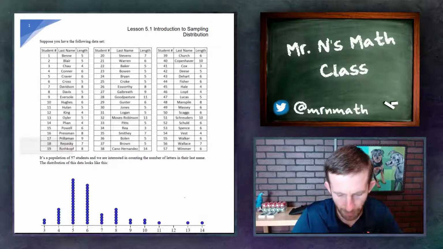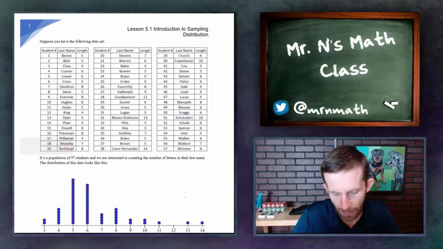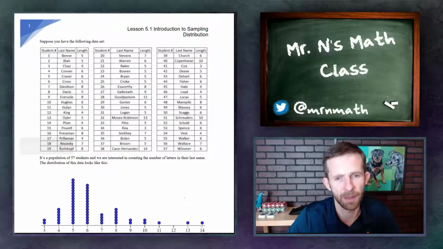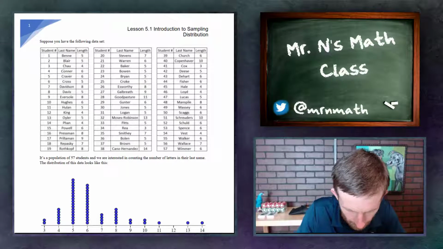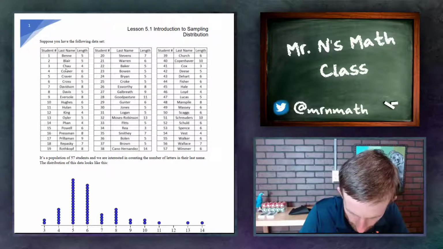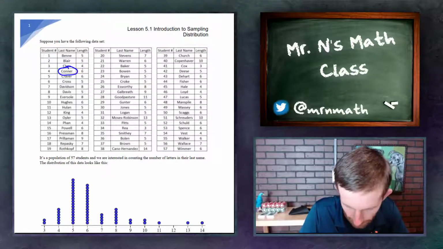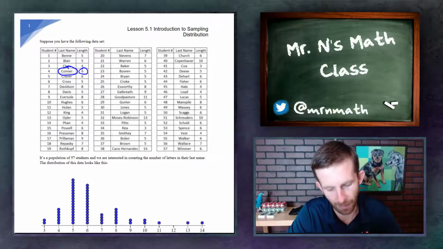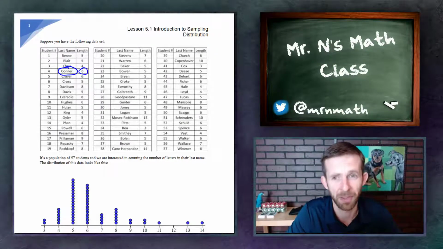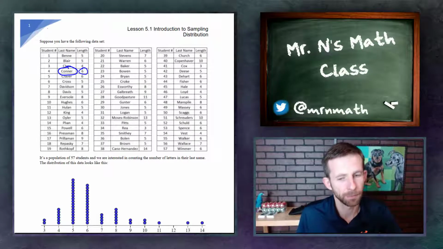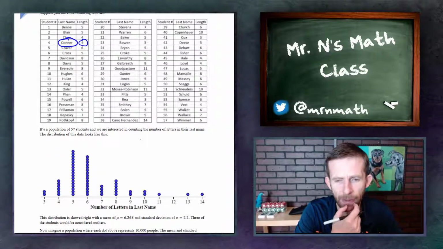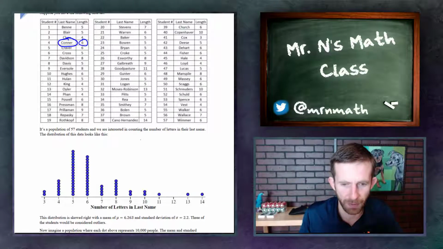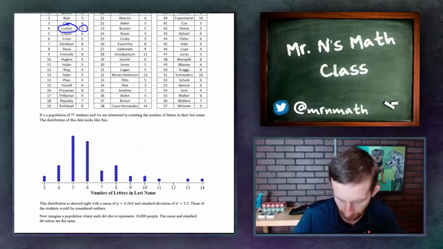in alphabetical order, and I looked at the number of letters in a student's last name. So for example, Gavin Connor has 6 letters in the last name, C-O-N-N-E-R. So you can find yourself on the list. Now, there's 57 students total, and the distribution of the data looks like this.